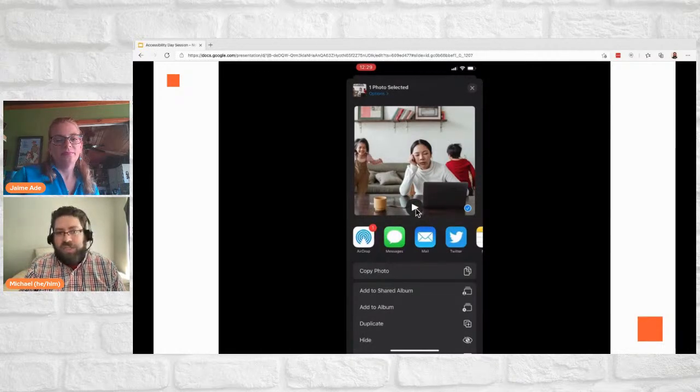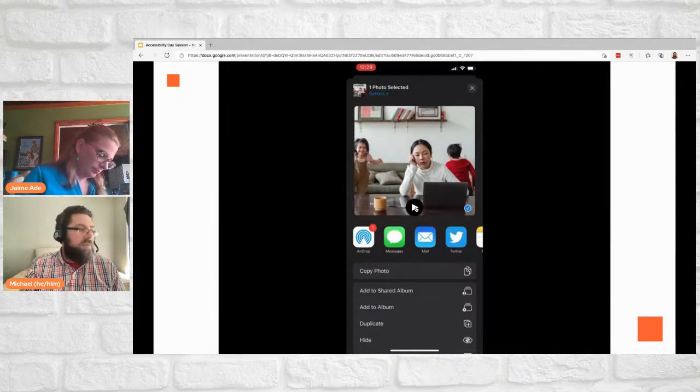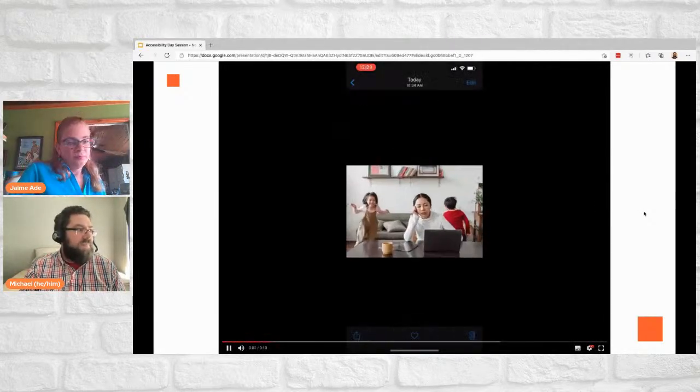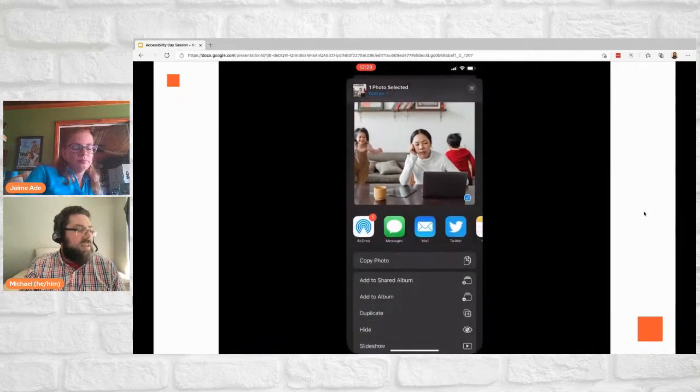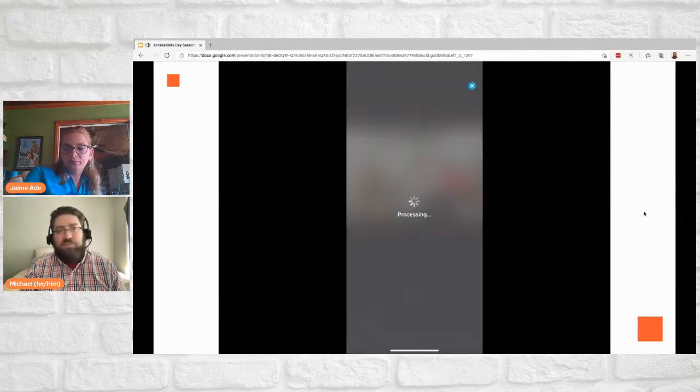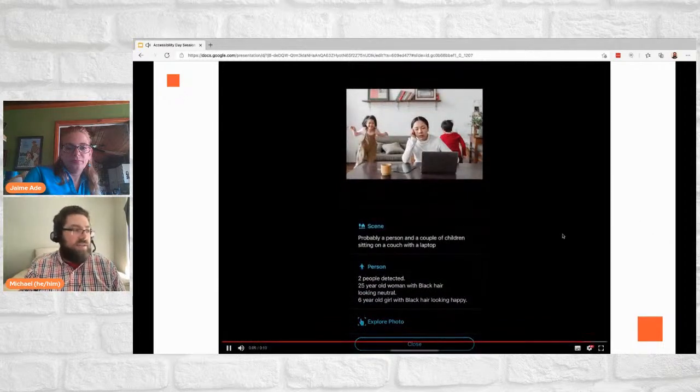It has a share sheet option in iOS, so that I can open up a photo in my Photos app, and then tap the share icon, and then there's an option that says recognize with Seeing AI. So recognize with Seeing AI, and then it'll guess what it's looking at.